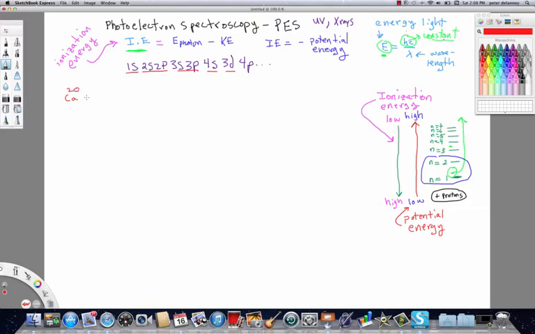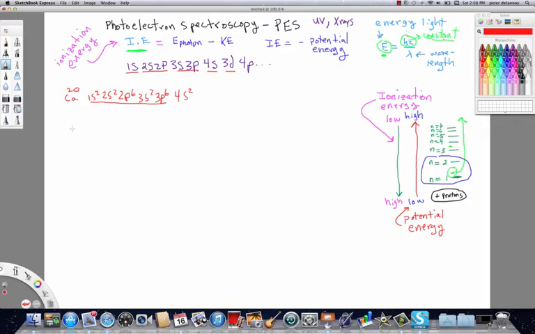Its configuration is going to be 1s2, 2s2, 2p6, 3s2, 3p6, and then 4s2. All right? We have 18 electrons all the way to here, and then the subsequent electrons we have left go into the 4s.